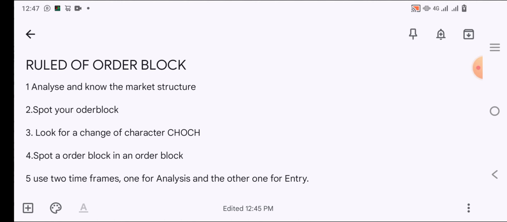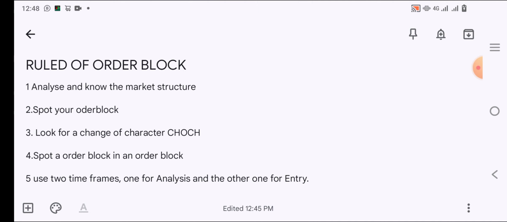So when you know your top-down analysis, when you know what the market is doing, the structure, whether the market is buying or selling on a higher time frame, maybe the daily time frame. Once you know the structure of the market, the next thing you need to do is spot your first order block. I'm going to explain this on the chart when we go to the chart. Spot your first order block.